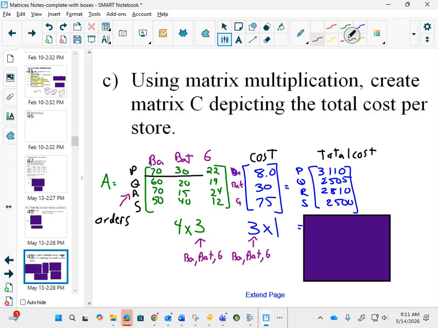Look at store P. This is how much they ordered. Turn it on its side. Bring it back. Release it. Crashes into the 8, the 30. I don't know why I have 8.0. And the 75. You'd pick up all those pieces, add them together, and that would be your total cost.